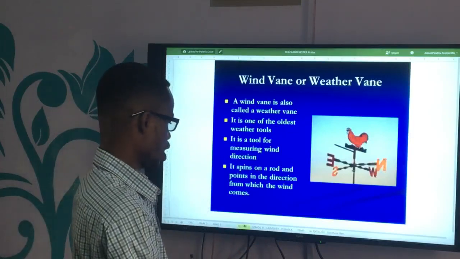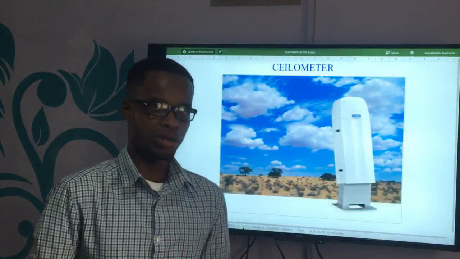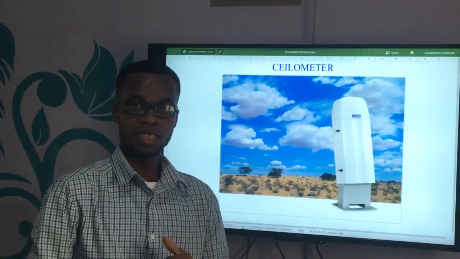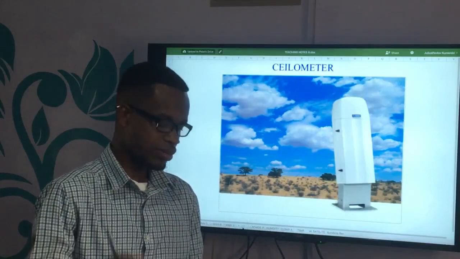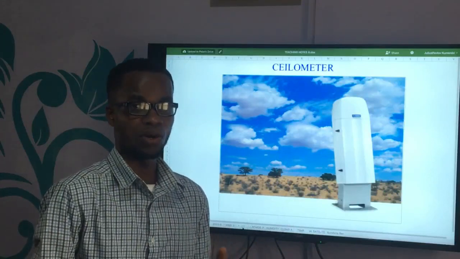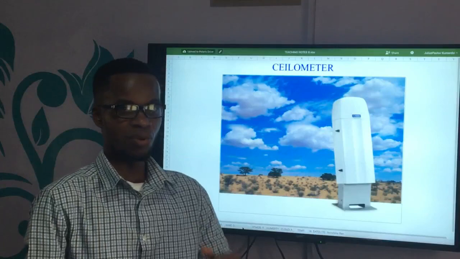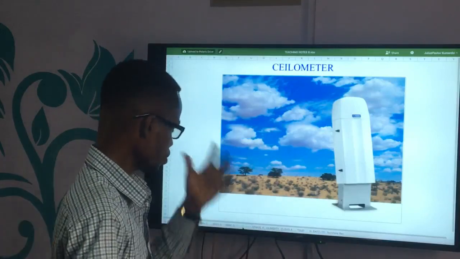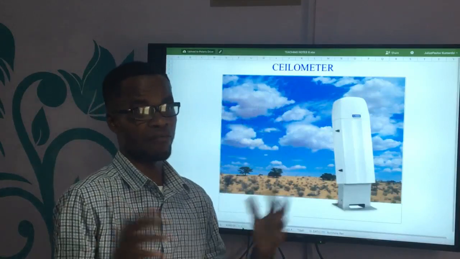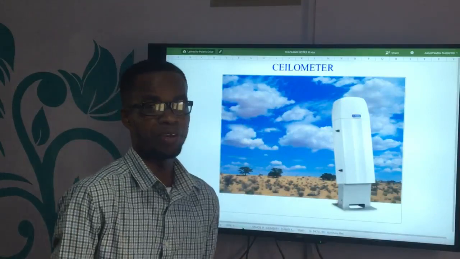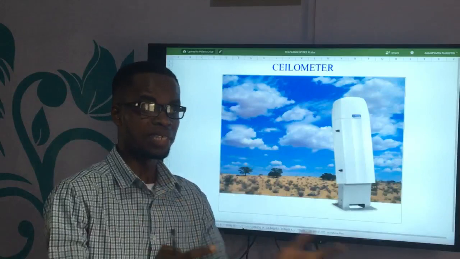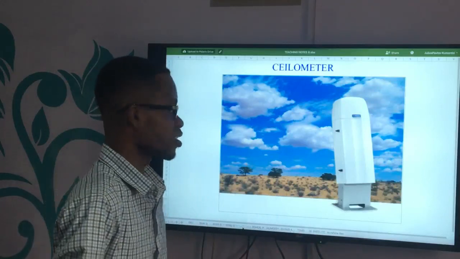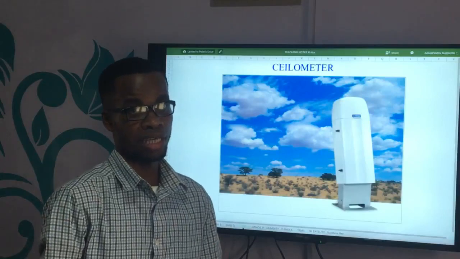Alright, so now let's look at cloud. So we've seen that rainfall is an element of weather, and we now know that wind is also an element of weather. And for wind, we have wind direction and wind speed. Now, cloud is very essential, very important. It can determine the amount of rainfall in an area, because the heavier the cloud, the heavier the rain.